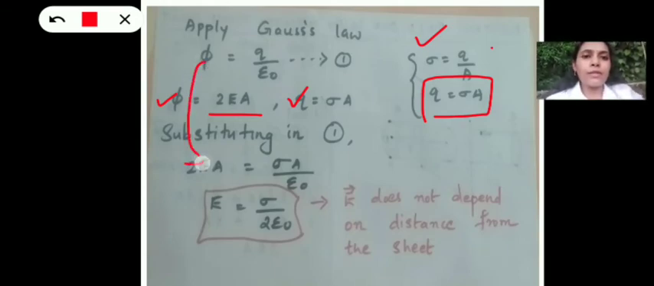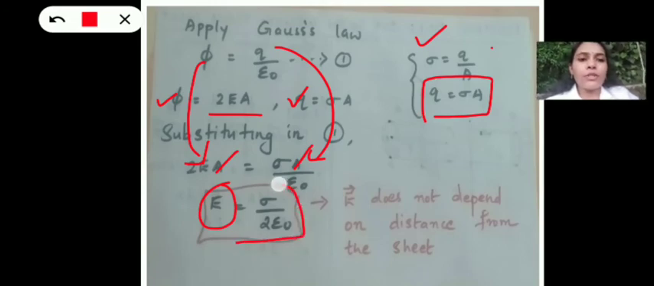So substituting the expressions for phi and Q in equation number 1, you will get 2EA. Instead of phi, substitute 2EA. Instead of Q, substitute sigma A. 2EA equals sigma into A by epsilon naught. A and A are like terms. They will cancel. Then what is left? 2E equals sigma by epsilon naught. So therefore the electric field intensity E equals sigma by 2 epsilon naught.